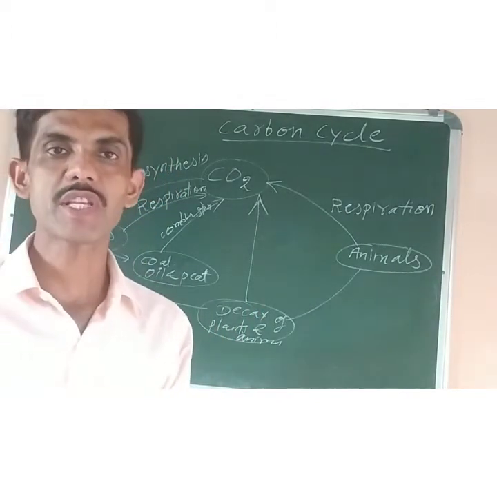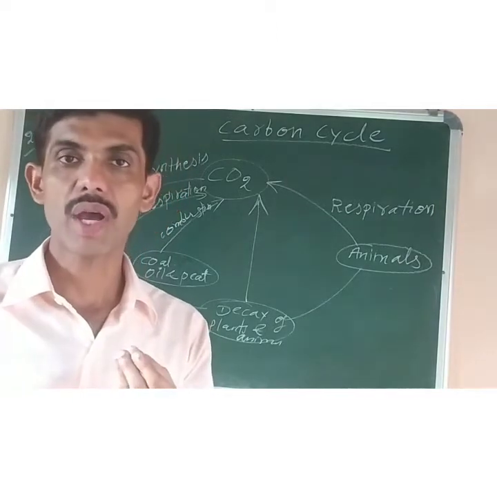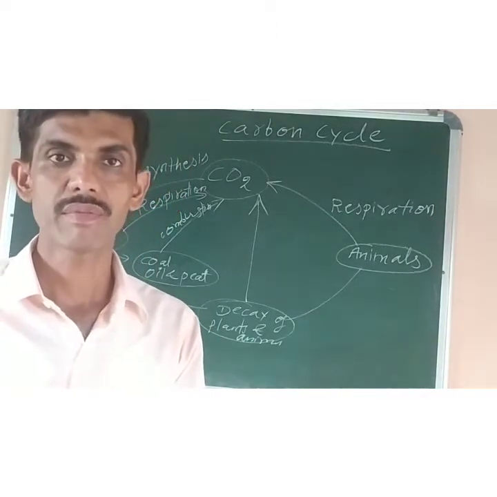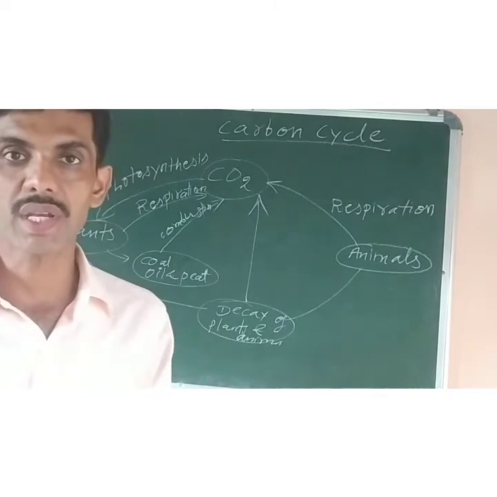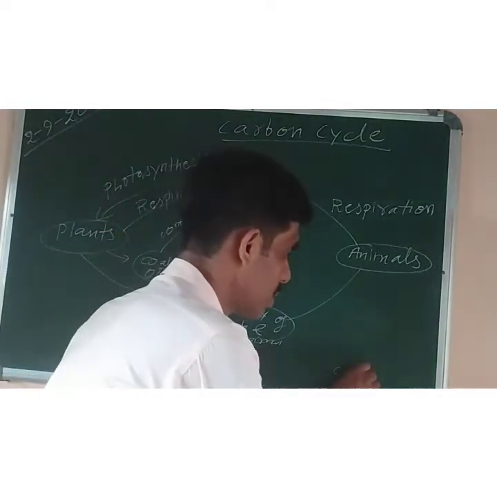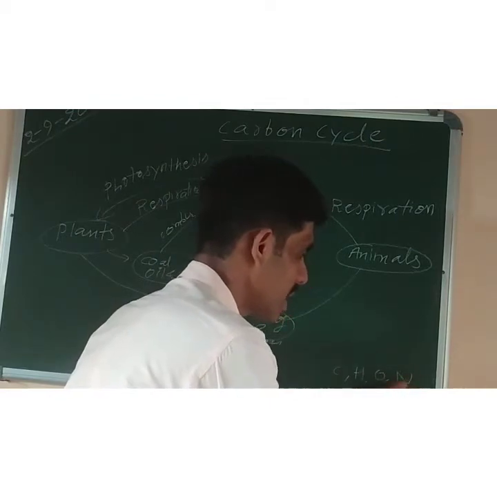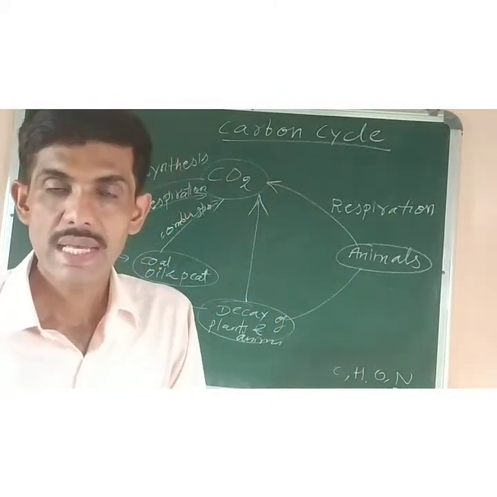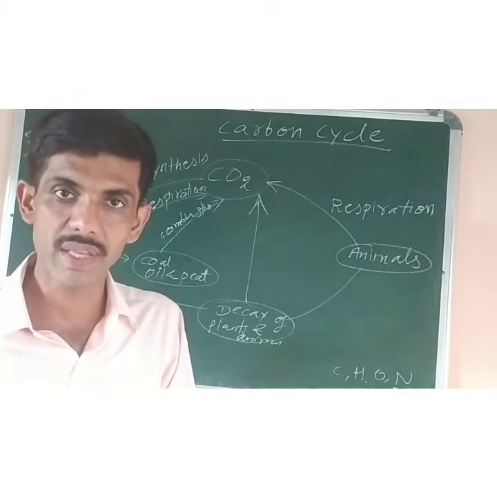Carbon is present in the food we eat. Carbohydrates contain carbon, hydrogen, oxygen. The proteins which we eat, that is also a type of nutrient, contain carbon, hydrogen, oxygen, and nitrogen. Nitrogen is also there in the proteins. Similarly, in the fats also carbon is present.